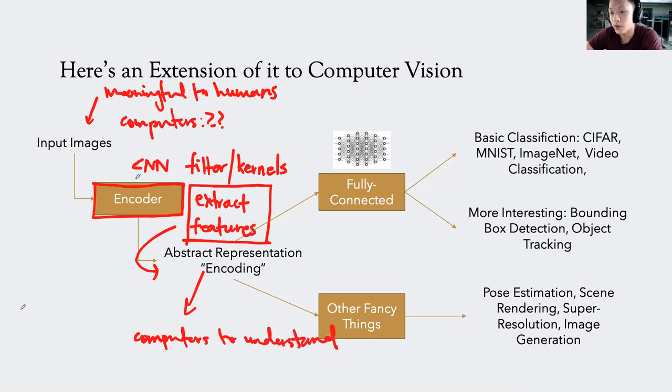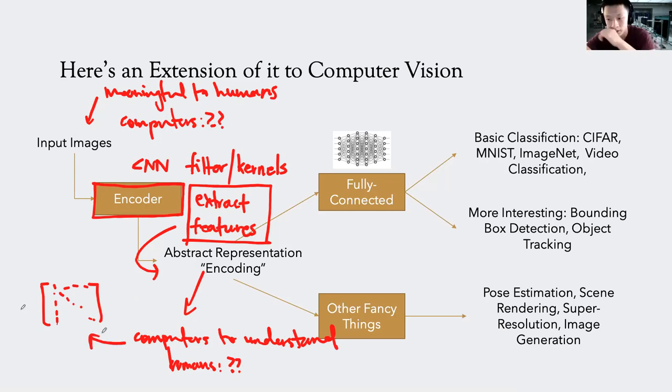And we don't care whether humans understand it, but in general, when we do this abstract encoding, humans are always like, what the heck is going on? Because it's just a big bag of numbers. Once you extract a bunch of features, it's just a big bag of numbers. Humans can't really tell what's going on, but this means something to the computer.